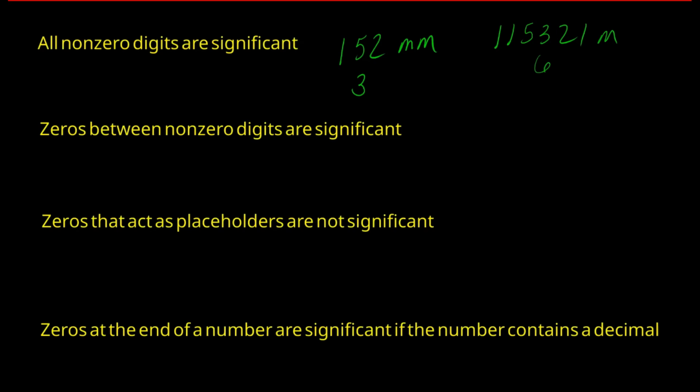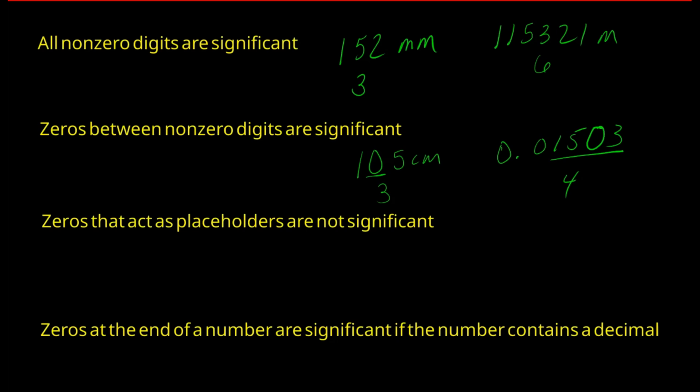Zeros which fall between two non-zero digits are always significant, such as 105 centimeters. It has 3 sig figs because the 0 falls between two significant figures, or two non-zero digits. Okay, we can do one more. 0.01503. Okay, so there's 4 sig figs there, because that 0 falls between non-zero digits.